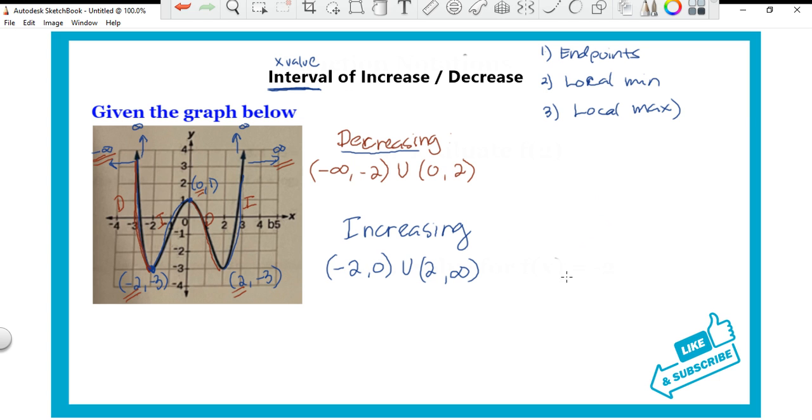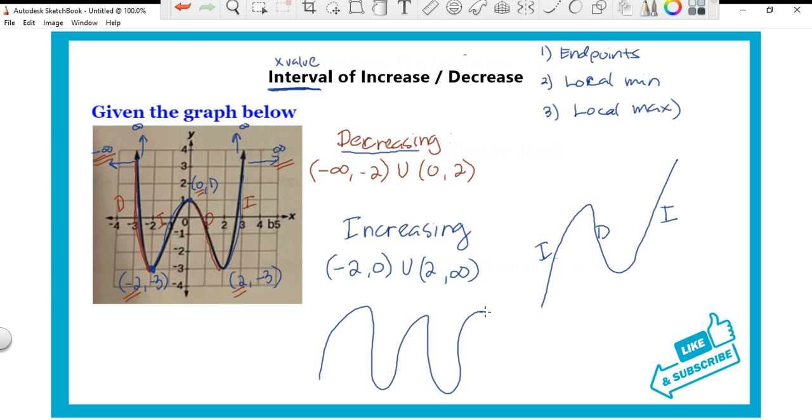As you can imagine, if you have a graph that looks like this, increasing, decreasing, increasing, then you will have a union on your increasing, but you will only have one interval for your decreasing. If you have a graph that looks like this, then you will have so many that you have to put a union on. All right, if you have any questions, please let me know, or you can just send a message down below.